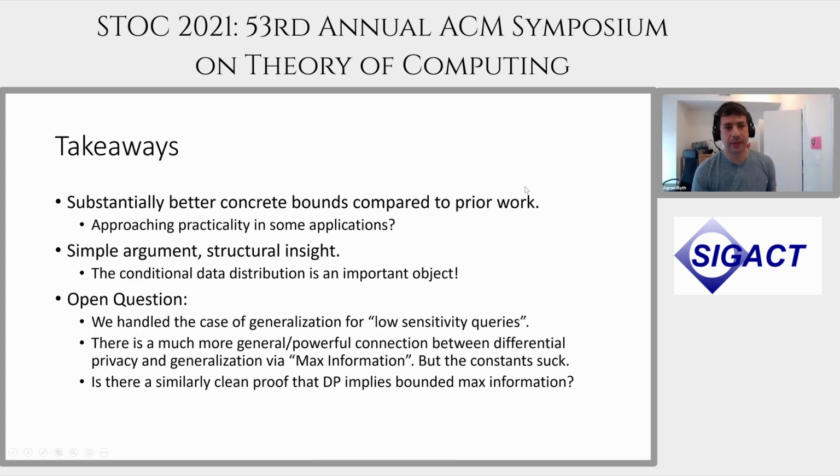Okay, I'm just about out of time. Simple argument, better constants, and I think some interesting structural insight. This conditional data distribution is the right thing to think about. And there's some interesting open questions. In particular, for those of you that know about it, can you get max information bounds via a similarly simple argument? And with that, let me end.